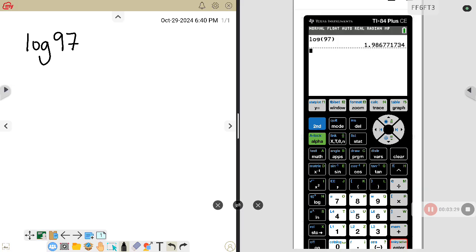If I round this to 4 decimal places, I go 4 numbers after the decimal. So I have 1.9867. But after that first 7 is another 7. So since it's 5 or greater, I do need to round that up to 1.9868.